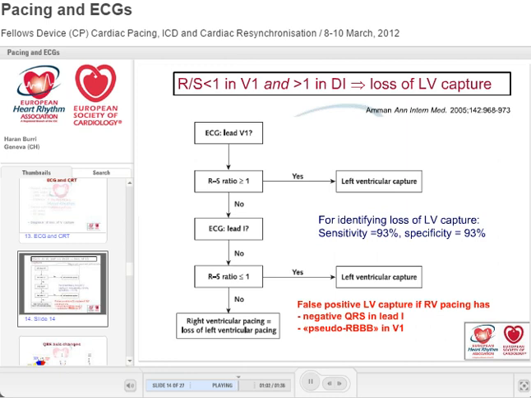This works pretty well, but it has limitations. The 2 limitations being that I've just shown you that you may actually have a pseudo right bundle branch block in lead V1 and you're still in the right ventricle if your leads are placed somewhat too high. So that's one caveat. The second caveat is that you can actually have a negative QRS in lead 1 and you're actually pacing the anterior right ventricle. So the specificity of this, I don't think, is necessarily all that high, but useful to look at.